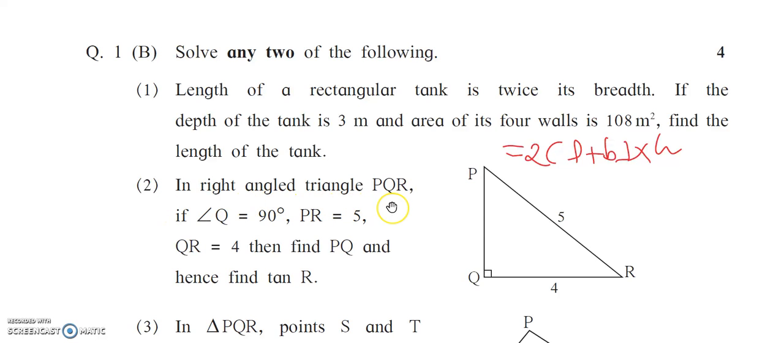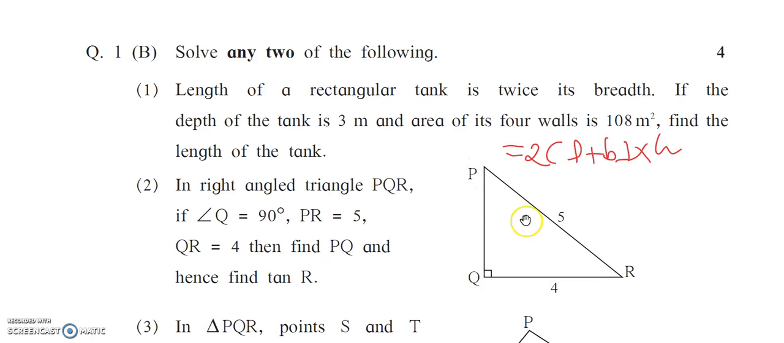In right angle triangle PQR, angle Q is 90, PR is equal to 5. QR is equal to 4. Find PQ and hence find the tan of R. Now it's again very simple.